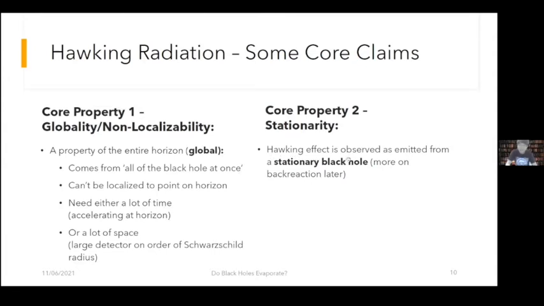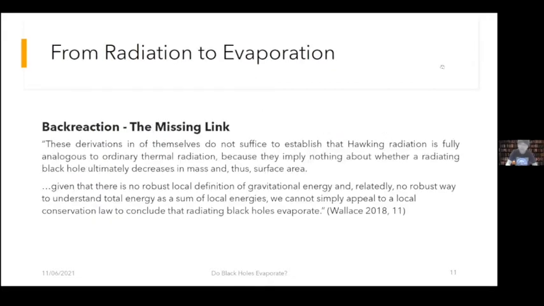Right, and secondly, the Hawking effect is observed as emitted from a stationary black hole, right? As we've said, it is at late times after the black hole has settled into a stationary state. So that's so much for radiation per se. And the step from Hawking radiation to evaporation is where things are a little more interesting, I think, because it's usually not so much a formal argument. Usually it's just a single step, right? And we need to think about evaporation because we need to consider the back reaction of Hawking radiation on the black hole, right? At least that's how we think about it.